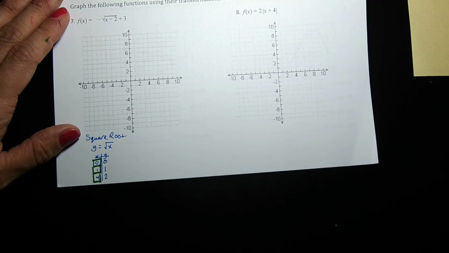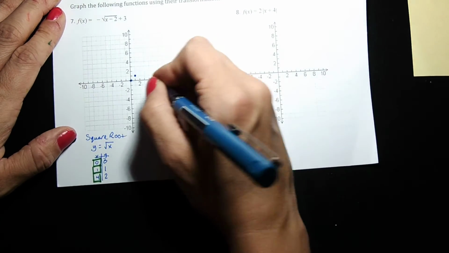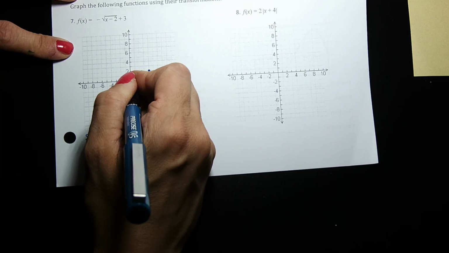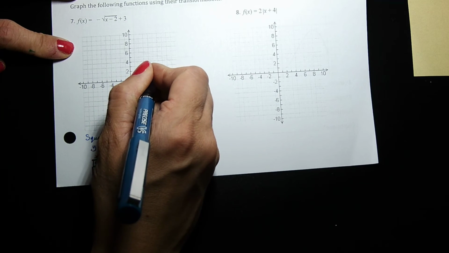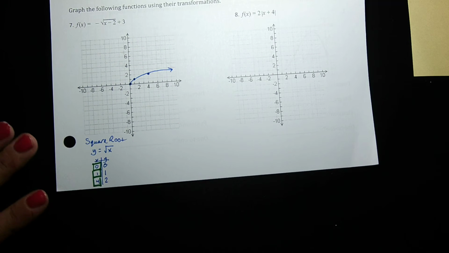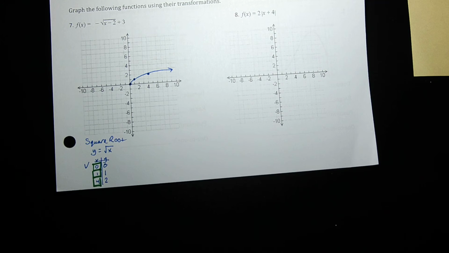So folks, let's go ahead and graph our parent function. 0, 0, 1, 1, 4, 2. And remember, your square root function looks like half of a sideways parabola. So it's got some curve to it, and it starts from the vertex and goes out into the right. So 0, 0 is always our vertex point or central point for all of these parent functions.